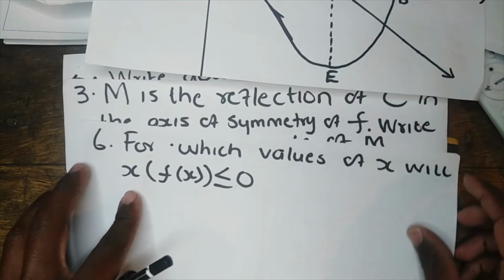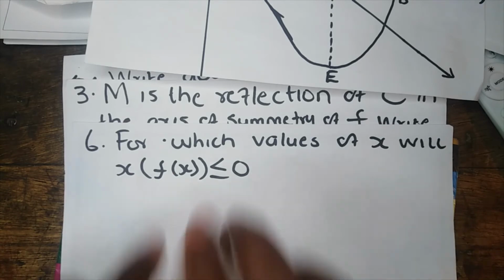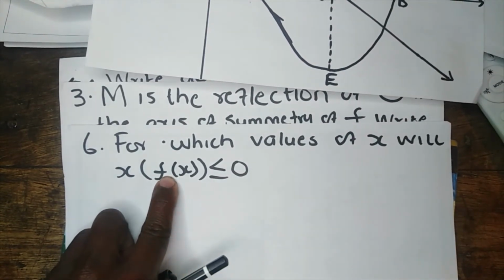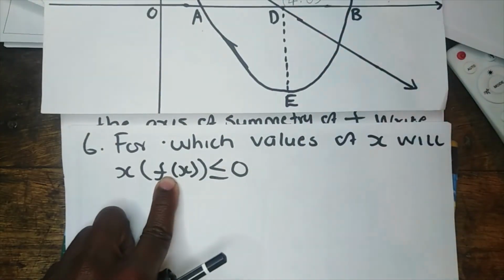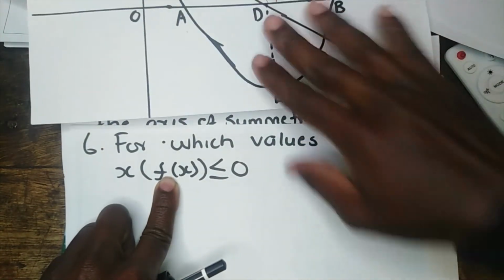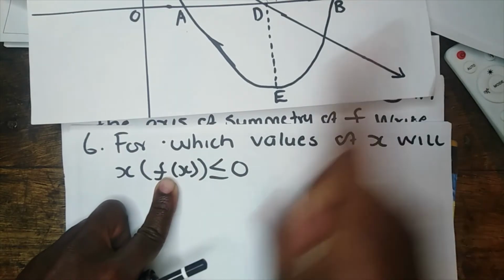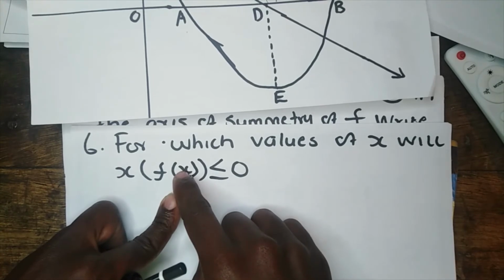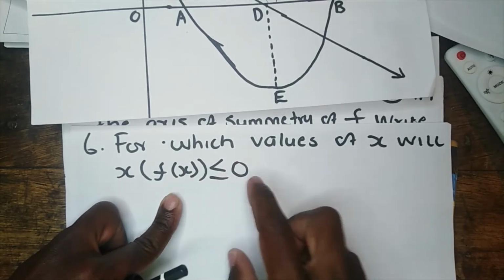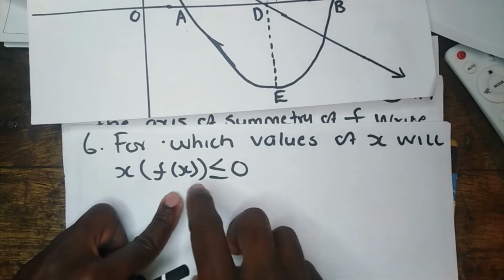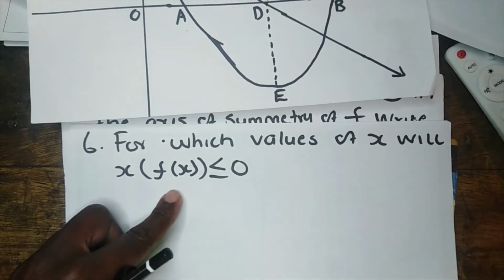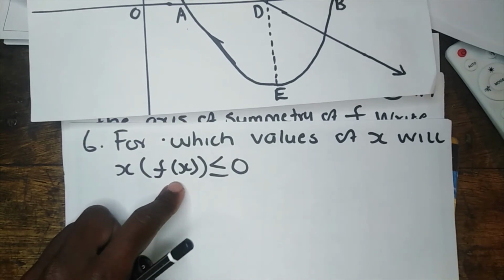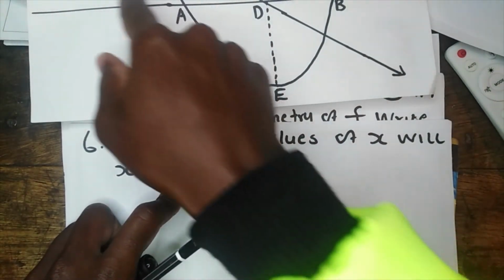Look at which graph to start with. The first thing you must ask is which graph we are looking at. We look at the graph of f(x), which is a parabola, right? A parabolic graph is what we are looking at. So what we are looking for are the values of x that are less than or equal to 0. Less than means negative.